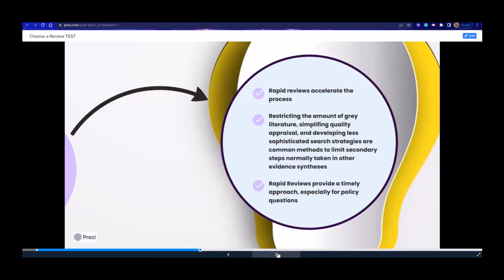Reviews, even if they are called systematic reviews. And so there is probably an interest in being more upfront about it. If you are not going to do these things, maybe consider calling your systematic review a rapid review, if that is what it truly is.